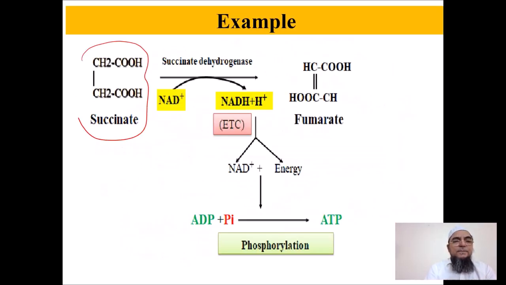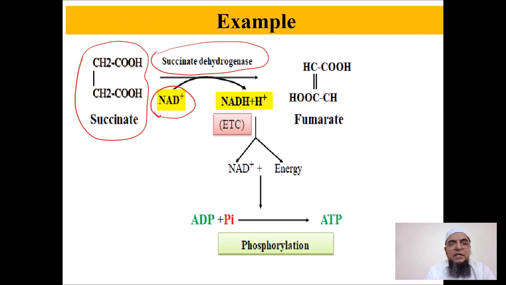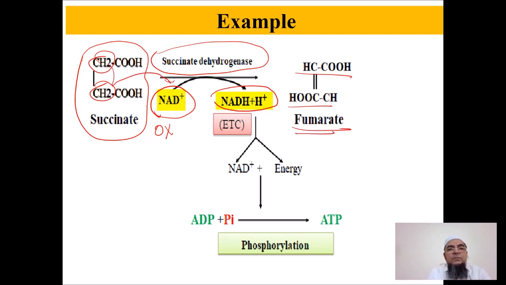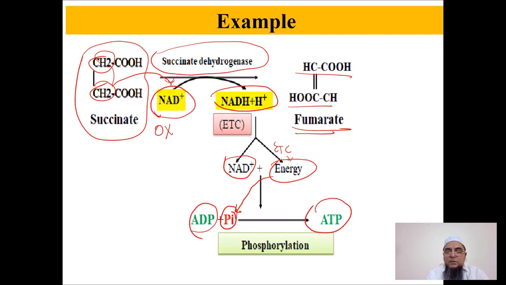Say for example, this is succinic acid. With the help of the enzyme succinate dehydrogenase, NAD, this is oxidized NAD, will convert into NADH. Two hydrogens will be taken from the succinate, from here and from here. See, the substrate will convert into product, that is fumarate. Now these two hydrogens will come to attach with the NAD hydrogen acceptor, one in ionic form. So NAD plus NH, and it will enter into the electron transport chain. NAD will be relieved, and the hydrogen will enter into the ETC. It will release energy, and this energy will attach inorganic phosphate to the ADP to make ATP, and this process is called phosphorylation.